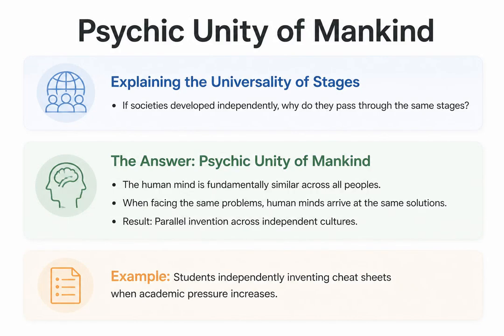But this raises a massive logical question. If societies across the world had no contact with each other, how did they all independently invent the same stages of savagery, barbarism, and civilization? The evolutionists answered this with the psychic unity of mankind. This concept states that the human cognitive architecture is fundamentally the same everywhere. When human minds face the same problem, they independently invent the same solution. Think of school students. All over the world, when the syllabus gets too hard around 7th grade, students independently invent the exact same methods for cheating, writing on palms or hiding notes in pens. That parallel invention happens because human minds think alike under similar pressures.